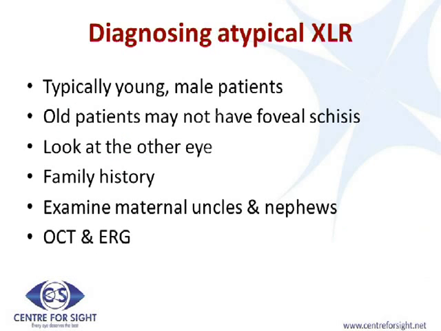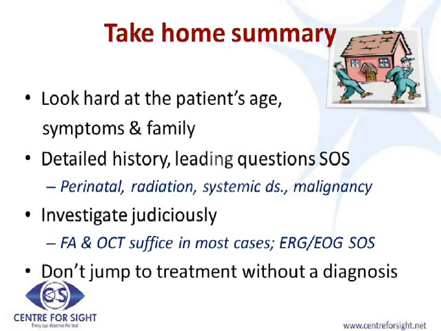So how do we diagnose a typical XLRS? Typically the young male patients, but the old patients may not have foveal schisis. Look at the fellow eye, take a family history, examine the maternal uncles and nephews, and again OCT and ERG are diagnostic several times.